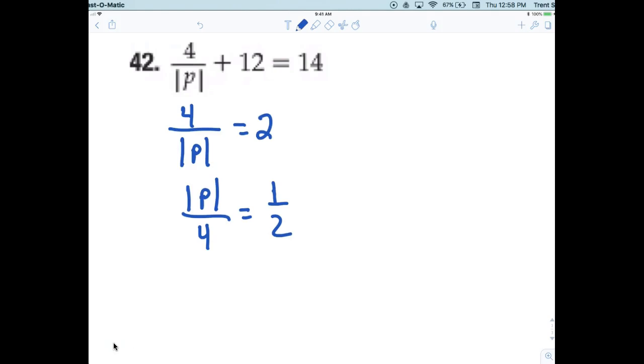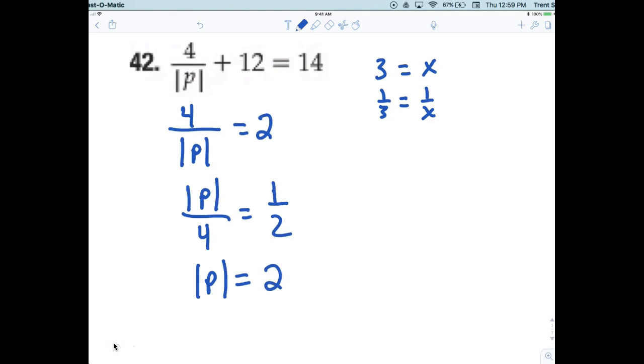What do I mean by that? If I said 3 is equal to x, then 1/3 is equal to 1 over x. Do I agree with that? So reciprocals are equal. Now, how do I get rid of dividing by 4? Multiply by 4. So the absolute value of p is equal to what? 2, right? Everybody happy with that?